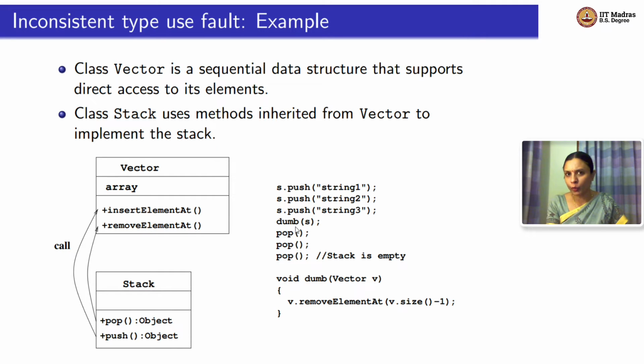So the first pop will work, second pop will work. The third pop will have nothing to remove, because this call to dump used this method removeElementAt from the Vector class, and that already removed the middle element. So the third pop, after which the stack is supposed to be empty, as this comment says, will not work. And the stack is already empty after the second pop. So this kind of inconsistency is common and results in an inconsistent type use fault.